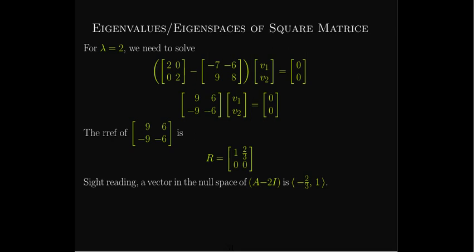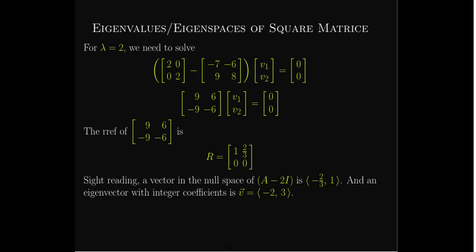So you can write it either way. If I write it as A minus 2I, that's going to have the same null space as the opposite of it, which would be 2I minus A. And we don't like to use fractions if we can avoid it, so we can clear the fractions in this vector, because remember, any multiple of this vector will also be in the null space. So we'll multiply through by 3. And an eigenvector with integer coefficients for this matrix would be negative 2, comma 3.